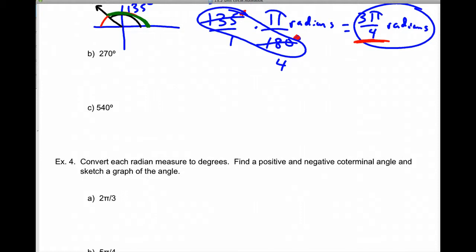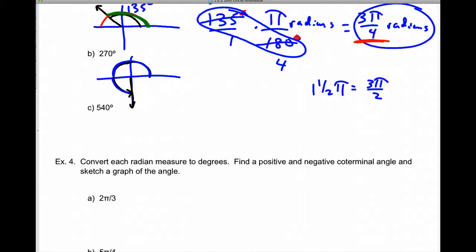Next one, 270. Start here. You go 90, 180. 270 is the negative y-axis. And we're going to turn this into radians. Well, first let's see if we can reason it out. From here to here is a pi, and from here to here is another half a pi. Doing a 180 is making a pi turn, and then you've got another half, for a total of 1.5. This should be 1.5 pi, which is the same as 3 pi over 2. We're going to write them as improper fractions.